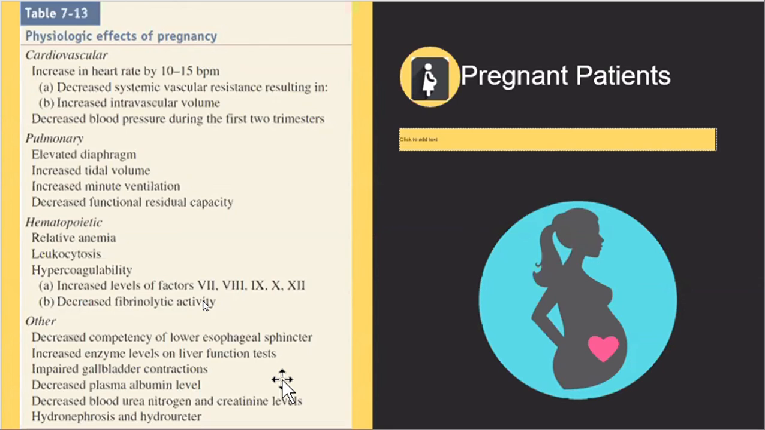Mas na-mention naman yung mga physiologic effects, di ba? Ay ubigay ng lecture. Okay? So, for pregnant patients, there are other things that are to be considered when dealing with them at the emergency room for trauma patients. So, hindi sila parehas sa normal na adult. So, yun. These are the things that need to be considered. Iba yung cardiovascular, pulmonary, hematopoietic na function nila compared to the regular adult.